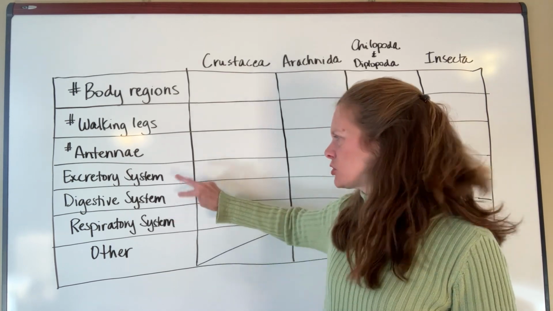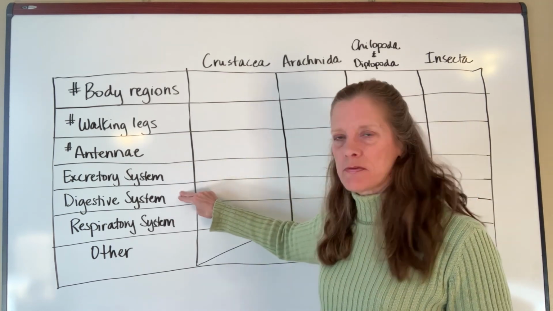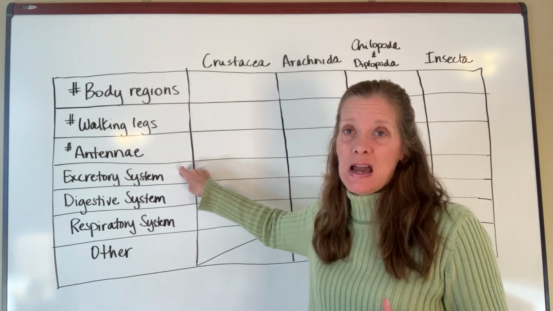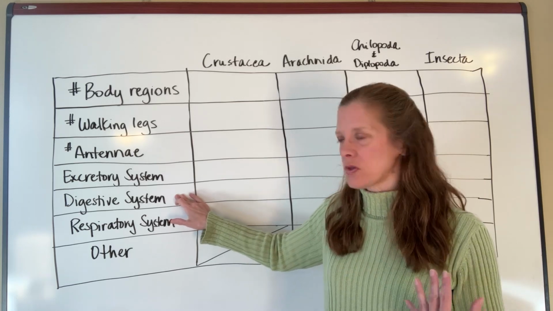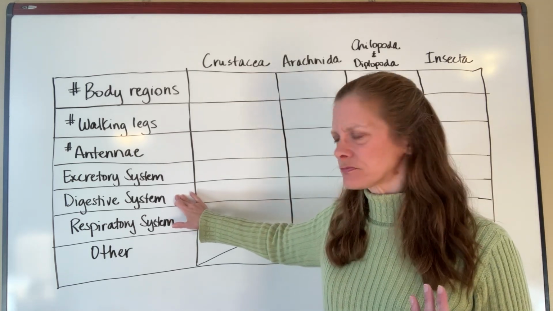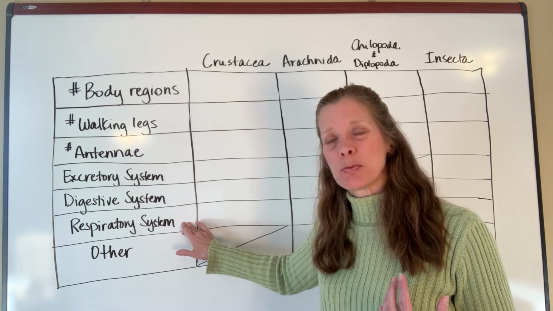Digestive system. I probably should have had those switched, because obviously you've got to digest your food before you're going to have anything to excrete. But how are their digestive systems different in these 4 classes of arthropods? How are their respiratory systems different?